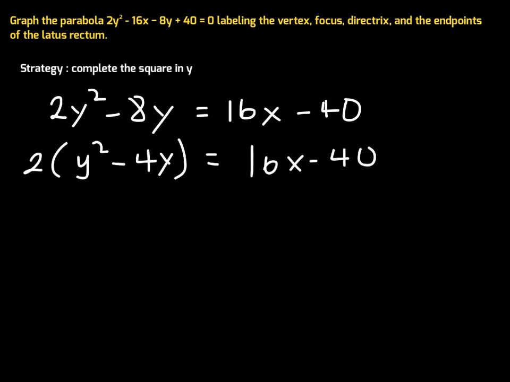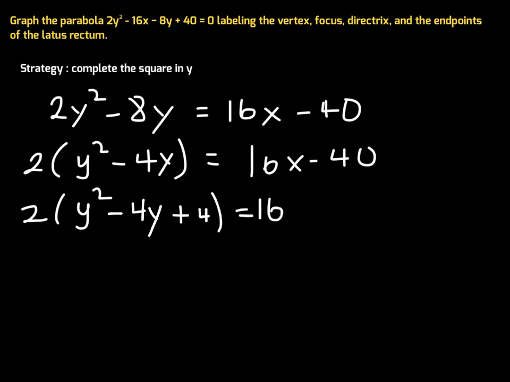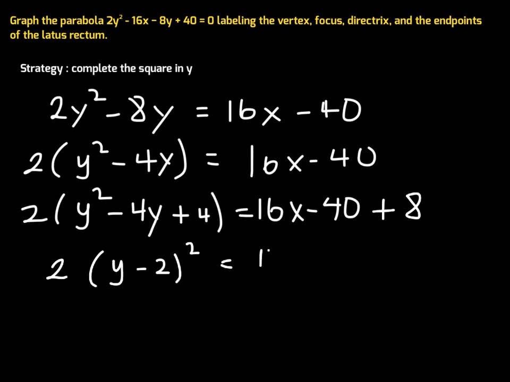Now, let's complete the square. And now we've done this a few times now. I'm going to take half of -4, which is -2, and square -2, which gives you positive 4. So the number that I'm adding is positive 4 right here. Now, whatever you added to the left, you must add to the right. Now, you added much more than just 4. You've added 2 times 4. You've added 8 to the left-hand side, so we must add 8 to the right-hand side. So the left-hand side now is 2 times y minus 2 quantity squared is equal to 16x minus 32.